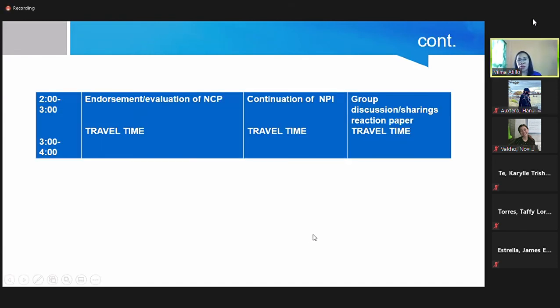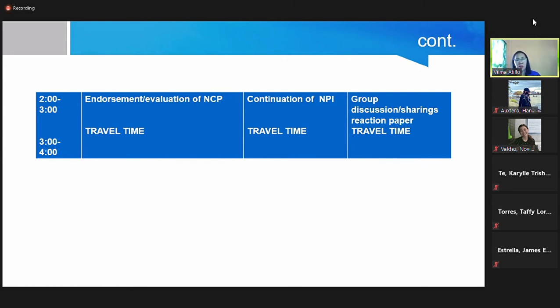Next, the endorsement as well as evaluation of the NCP. This is done sometimes after, depende sa CI kung anong oras niya ibigay. Sa DR, the special areas, we have all the time. Kasi lalo na sa DR, wala namang mga anak, walang mag-anak every day. So, unlike in the government hospitals.